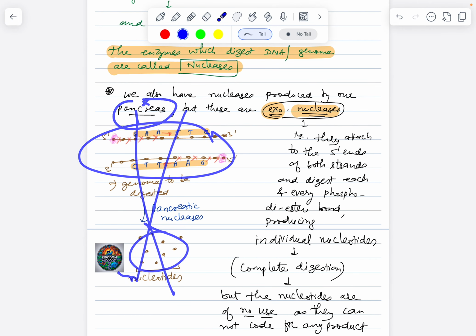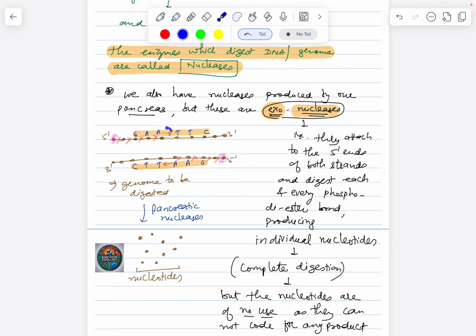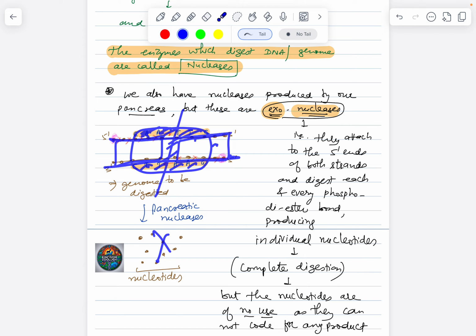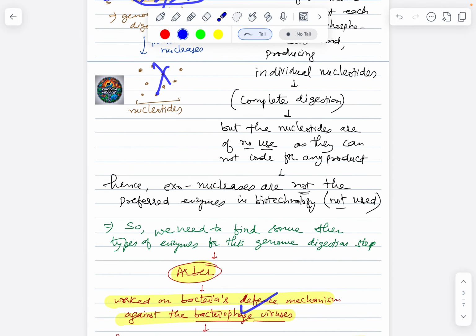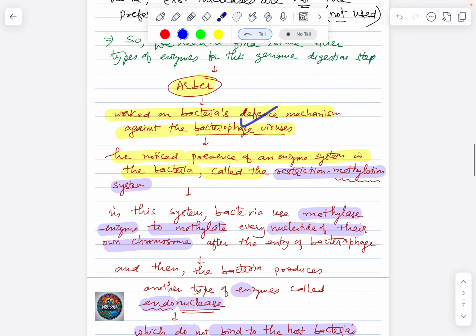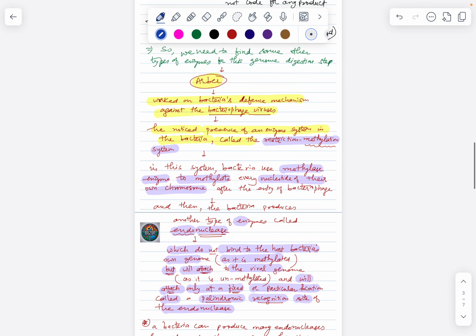So then we need some other enzymes that can attach somewhere in between, cut somewhere in between, produce what? Fragments instead of nucleotides. So these enzymes now that are going to attach to the genome somewhere in the center, somewhere in between, not exactly on the edges. What are these called? Endonucleases. Now where were the endonucleases found from? This is what we are discussing here.